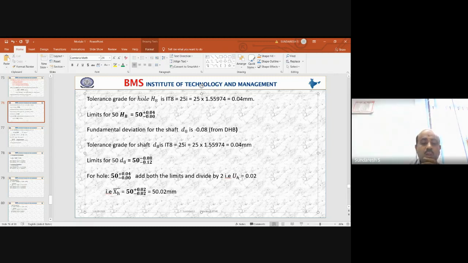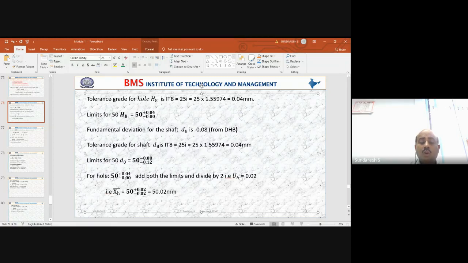Okay. Next, we'll move on to the limits. Limits for the 50 shaft: the upper limit is 50 minus 0.008 and the lower limit will be minus 0.012. Can anybody tell how you got this 0.012? Minus 0.08 is the fundamental deviation. That is the one upper limit. Upper limit is 0.04, 0.08 for the shaft. Whereas in the case of a hole, it should be the lower limit, fundamental deviation. But in the case of a shaft, it should be an upper deviation.